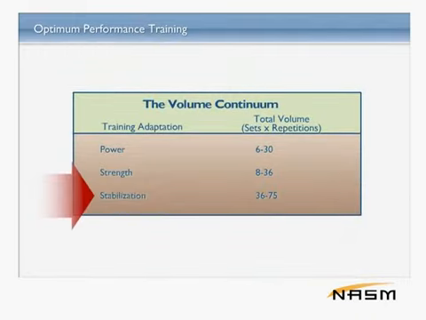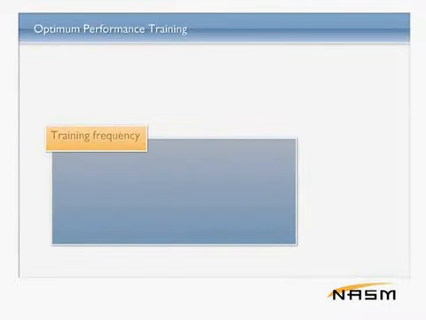For example, if your goal is stabilization, one could perform 36 to 75 total repetitions per exercise, lower intensity, higher total number of repetitions. If the goal is strength, the total volume begins to decline slightly as the intensity increases, 8 to 36 total repetitions per exercise. Finally, if the goal is power, the highest intensity, the total volume drops to 6 to 30 total repetitions per exercise. Next is training frequency.